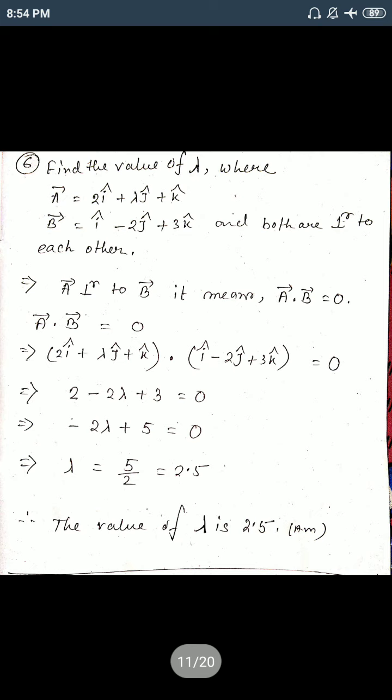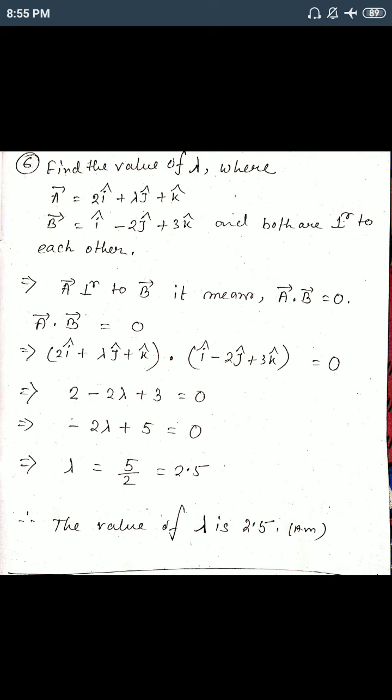Next, we find the value of lambda, an unknown number, where A equals this, B equals this, and both are perpendicular to each other. It is mentioned over there that they are perpendicular to each other. That means A dot B equals 0. So we put the values of A and B in A dot B equals 0.